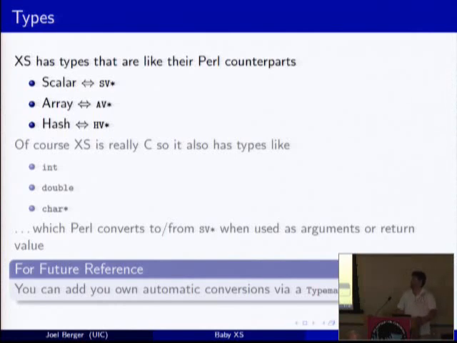So in C, we have types. We don't just have this beautiful scalar like we have in Perl, and the other simple data structures we have in Perl.